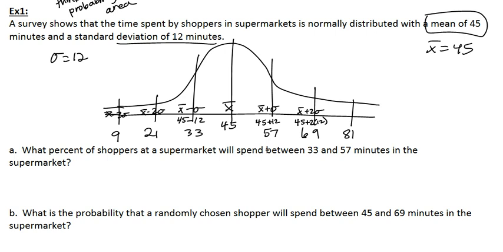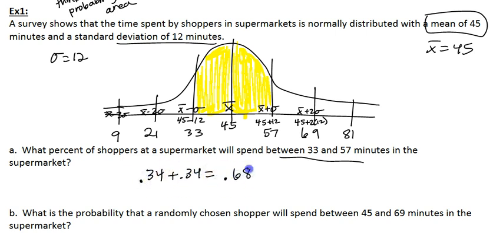So look at this. What percent of shoppers at a supermarket will spend between 33 and 57 minutes in the supermarket? What I want is this area right here. Because my data is normally distributed, all I have to do is add together the probabilities in the bell-shaped curve. Those two areas are 0.34 plus 0.34, so 0.68. Read carefully, because if it does say percent, I want to convert it to a percentage, so I'll say 68% for my answer.